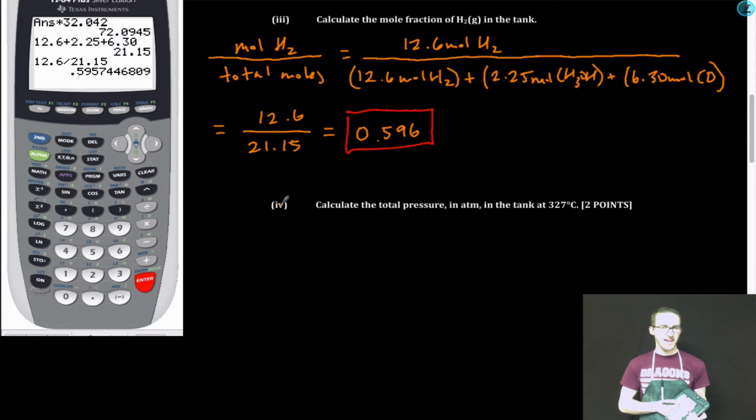Subpart IV. Calculate the total pressure in atmospheres in the tank at 327 degrees Celsius.